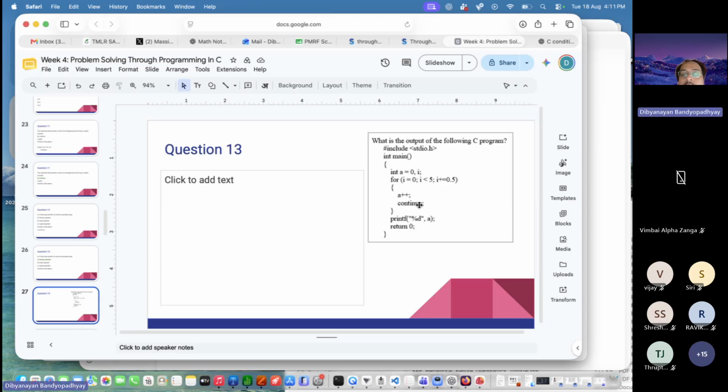So at every looping, you are just using the continue statement. Look at that. This is important.